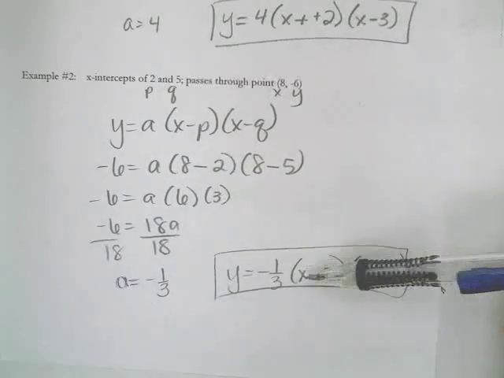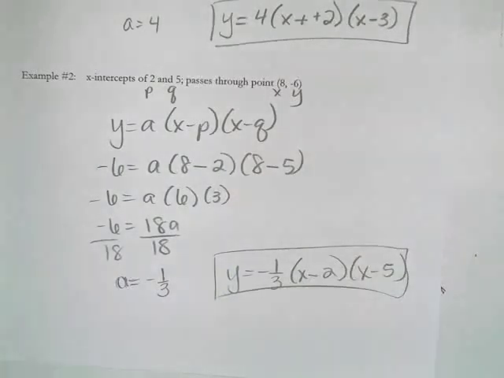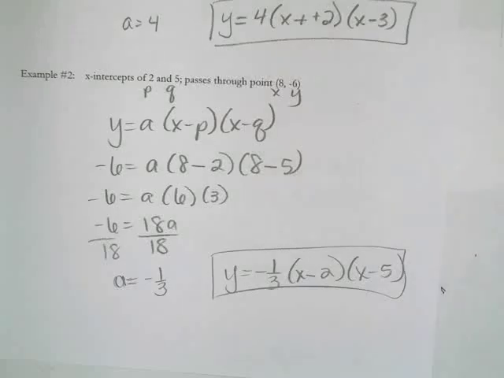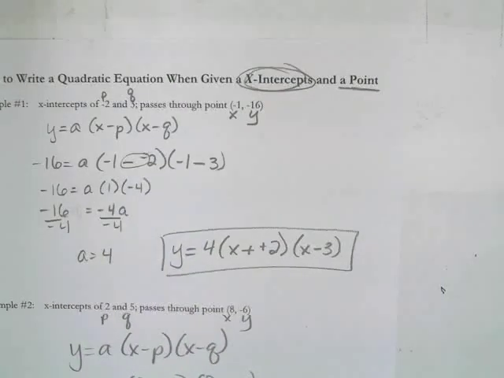So you have to recognize what kind of problem you have. You can have a problem where you have a vertex and a point, like examples 1 and 2 on the first page, or you can have a problem where you have 2 intercepts and a point, and it's problems like this page. So make sure when you're doing your homework, you're looking at these again to ask yourself questions and figure out the steps that you might have missed.